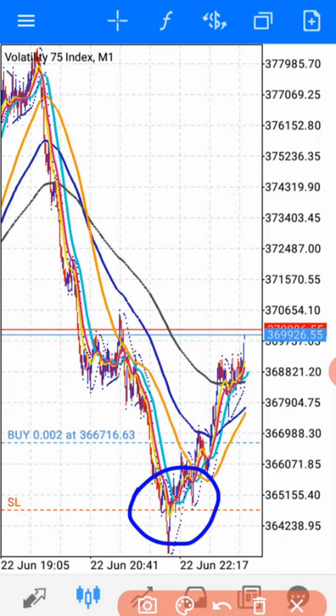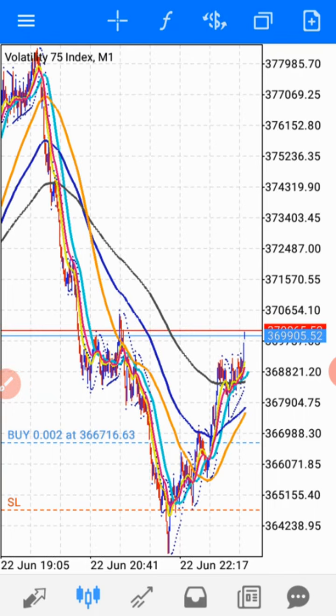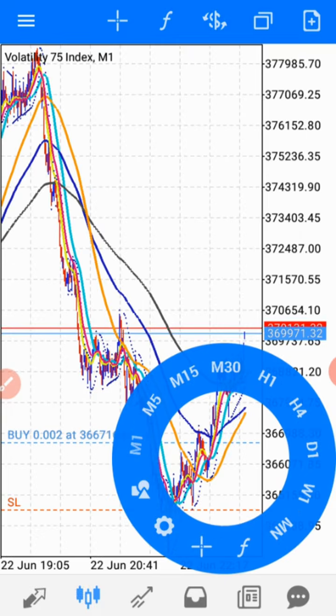What is our checklist 2? See how this price is jumping. Okay, what is our entry 2? Our entry 2 is when you see the yellow, the pink and the light blue moving averages cross this brown one in the middle, enter your trade here.